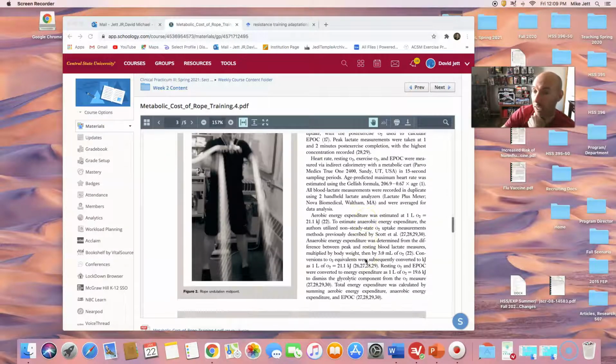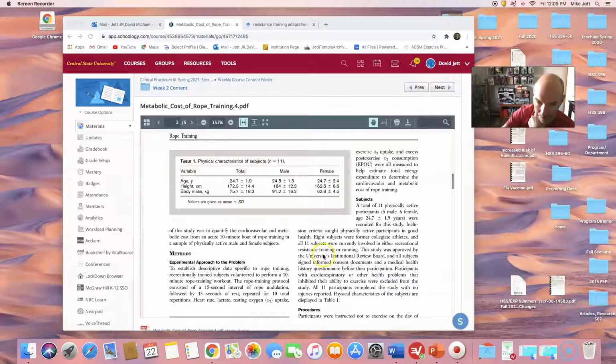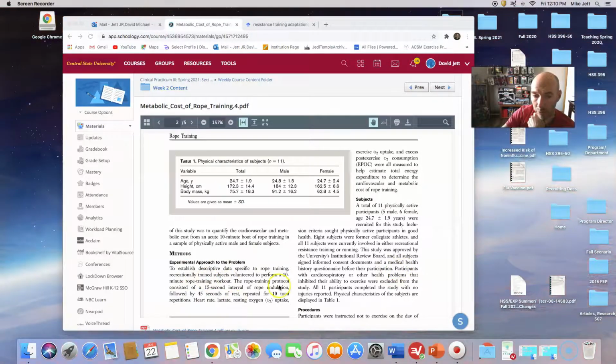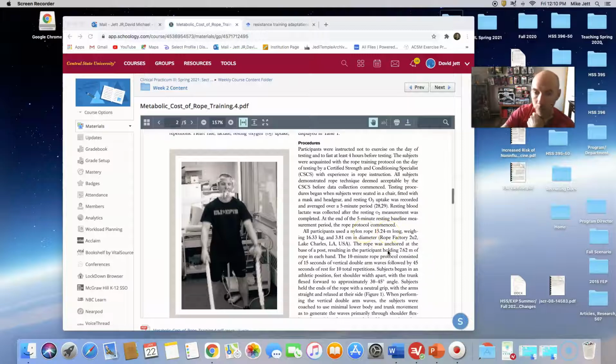Now, when you're summarizing this, you don't have to go into those details. Okay. You can just give me a quick snapshot of the participants, who they are. Give me a quick summary of the protocol, and then you can give me a quick summary of which physiological variables were measured during the test. So heart rate, VO2, lactate, etc.